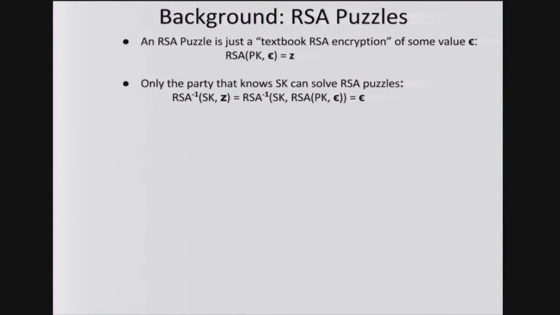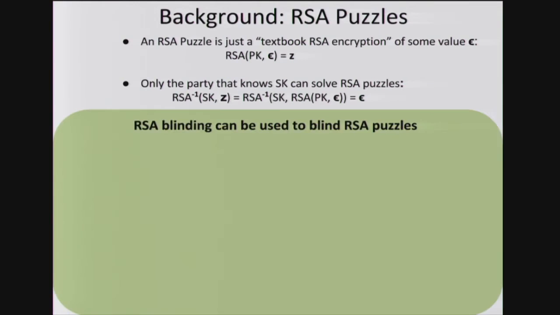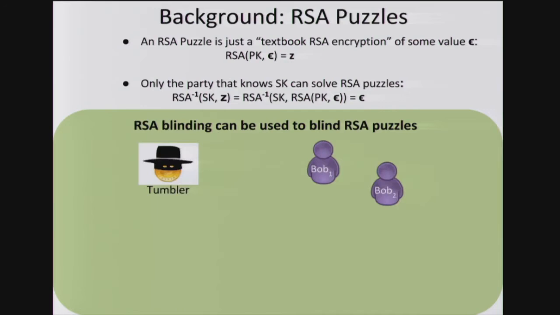And because the Tumbler is doing textbook RSA encryption under its public key, only the Tumbler can solve these puzzles. So if the Tumbler is given a puzzle Z, it can use its secret key to invert the operation and get epsilon back. So the Tumbler can issue these puzzles and the Tumbler can solve these puzzles. But the nice thing about this is that we can use RSA blinding to blind the puzzles.